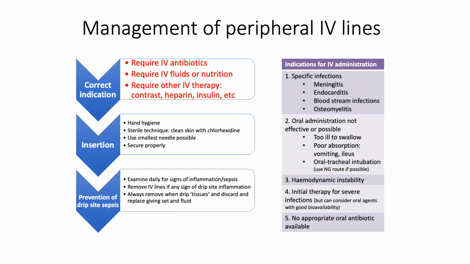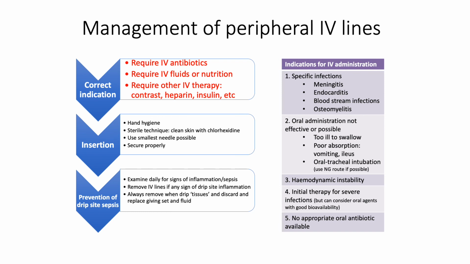The second indication is that patients require IV fluids or nutrition because oral administration is not effective or possible. So patients might be too ill to swallow and can't have a nasogastric tube. If patients have poor absorption, either because of severe vomiting or ileus, and in patients with oral tracheal intubation, but often we can use NG tubes and crush medication and give water and nutrition via this route instead of using intravenous administration. Patients with hemodynamic instability clearly need an IV line for resuscitation.